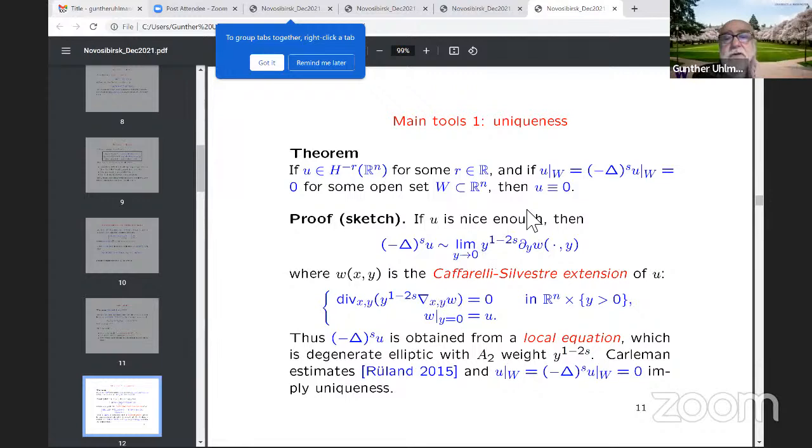And the important point here, which is very different from the local operator, is that if u is 0 in an open set and the fractional Laplacian of u is also 0, this implies that the function, if it's sufficiently regular, this can be quite singular, then u is identically 0. This is certainly not true for the Laplacian. You can have a compactly supported non-zero function where u and the Laplacian are 0 outside the support, but the function is not identically 0. So this is a very strong uniqueness result.